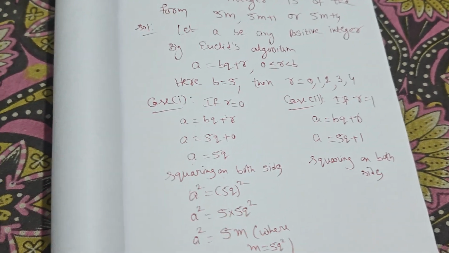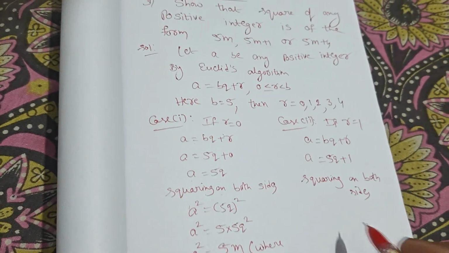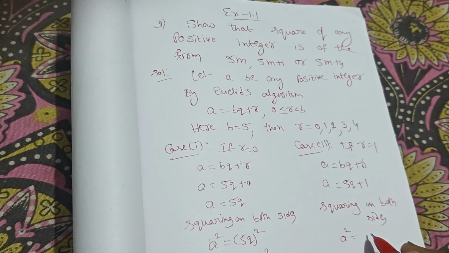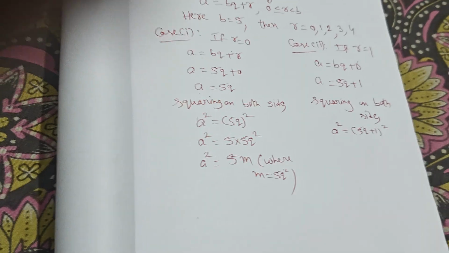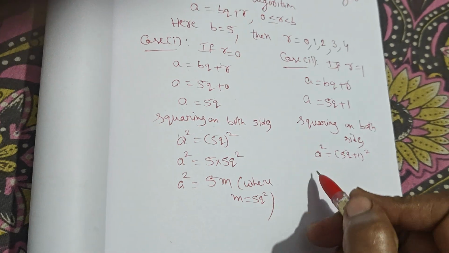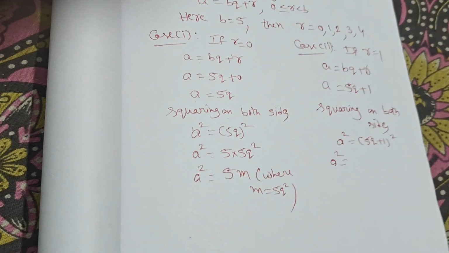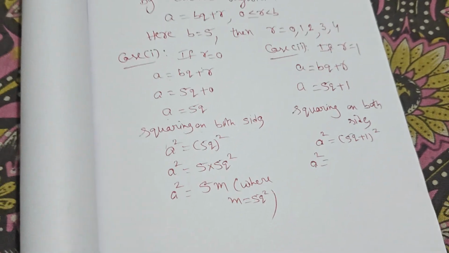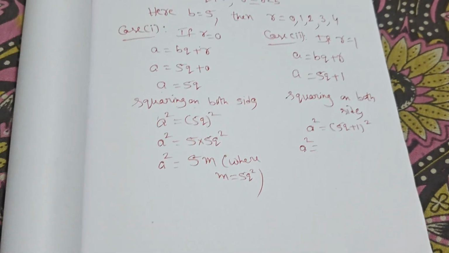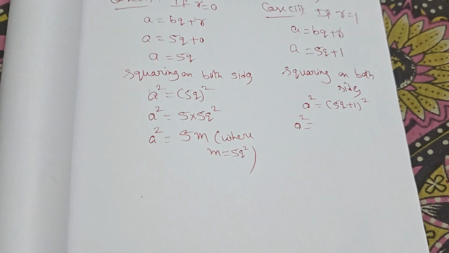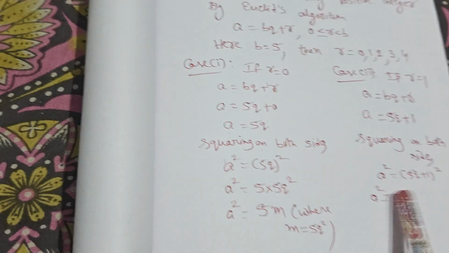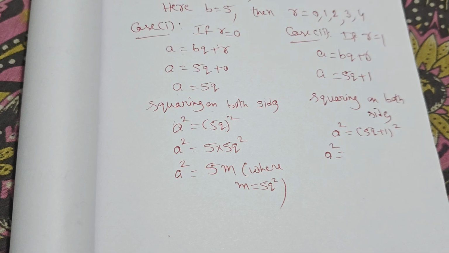Squaring on both sides. Now what we have to do? a square equal to (5q plus 1) whole square. Is it right? Now here a square equal to, already we know the (a plus b) whole square formula. What is the formula of (a plus b) whole square? a square plus 2ab plus b square. Is it right? So it is in the form of (a plus b) whole square.